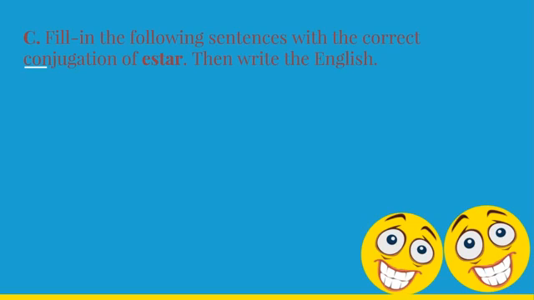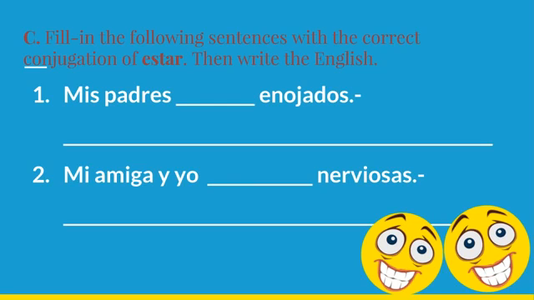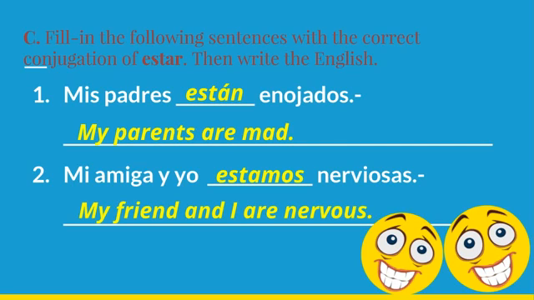So for the actividad, you're going to be filling in the following sentences with the correct form of estar, and then you're writing the English. So just keep going there. Go ahead and pause and then check your answers. So número uno, mis padres, my parents, están enojados. My parents are mad. And again, notice we agreed enojados with my parents. Mi amiga y yo estamos nerviosas. And again, we agreed nerviosas. My friend and I, my female friend and I, are nervous.